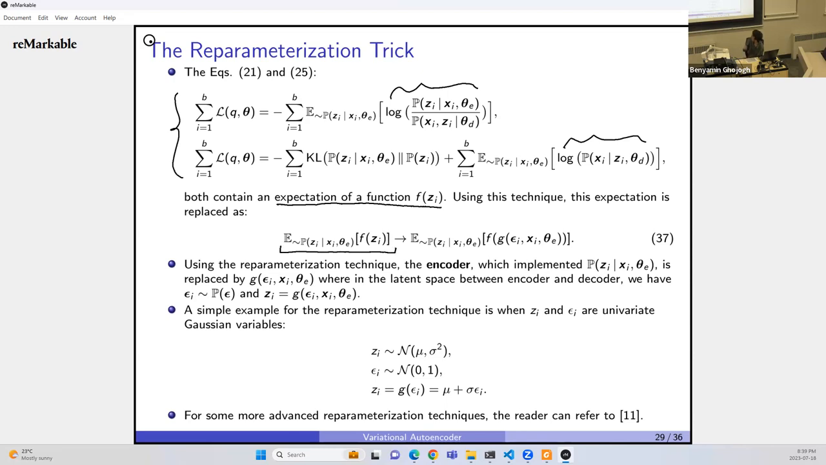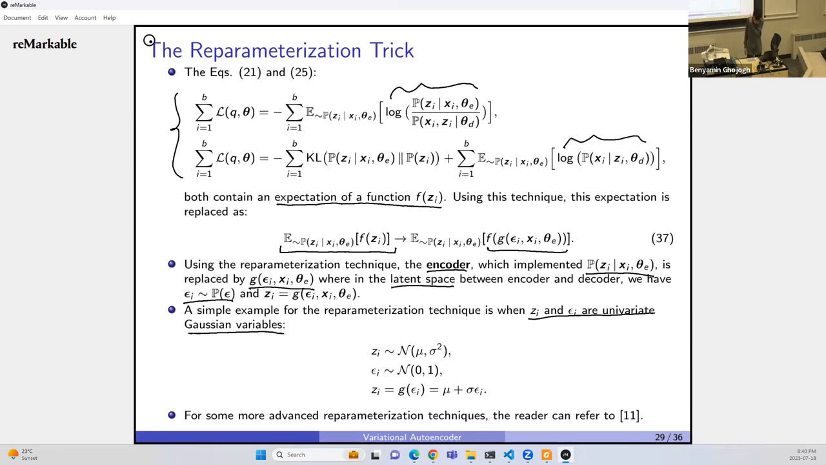So rather than expectation of f of Zi, the function of Zi, I have expectation of f of g of epsilon I. Interesting. I'm replacing it with this. Using the reparameterization technique, the encoder, which implemented p of Zi given xi, is replaced by g of epsilon I and xi, the deterministic function. In the latent space between the encoder and decoder, we now have sampling of epsilon I from its distribution, and the Zi is just an output of the deterministic function.